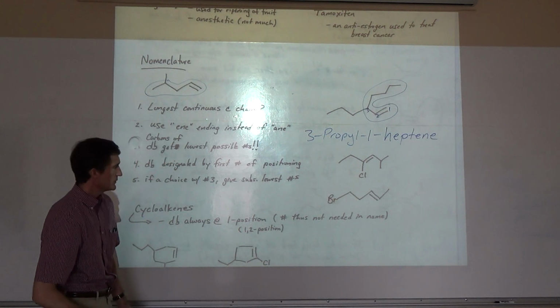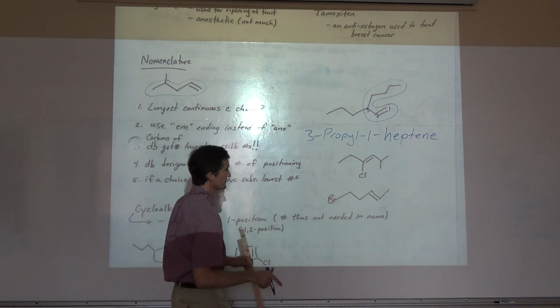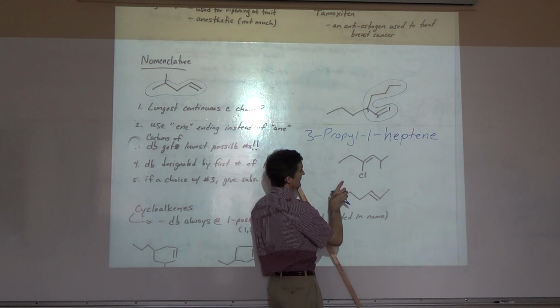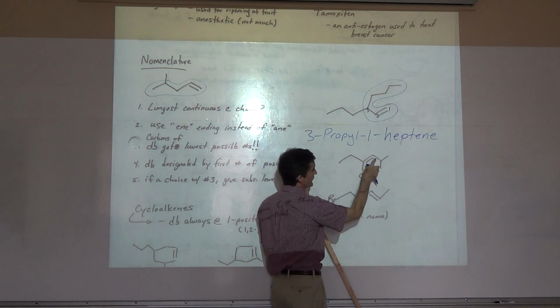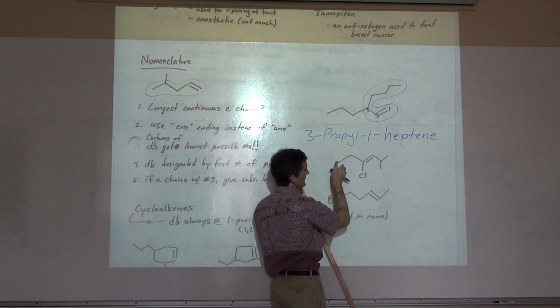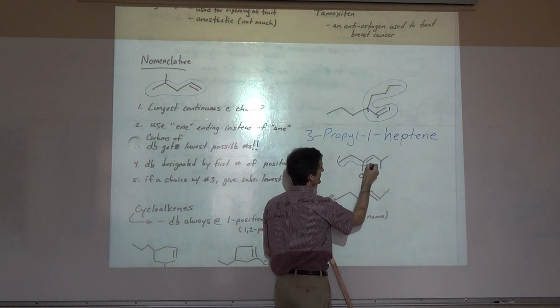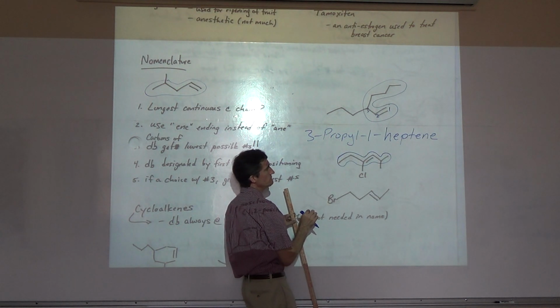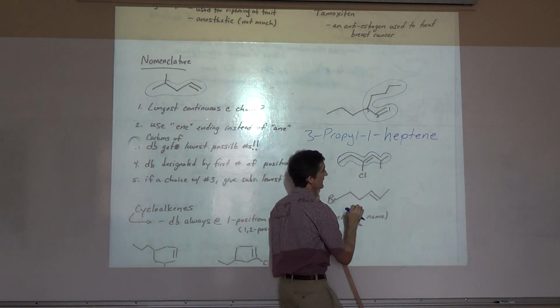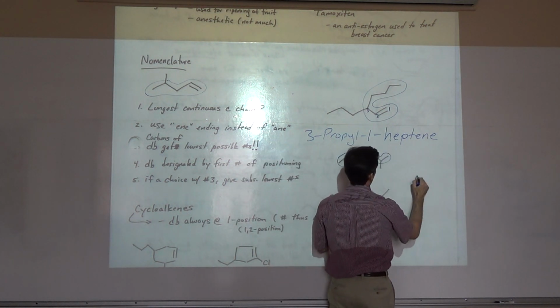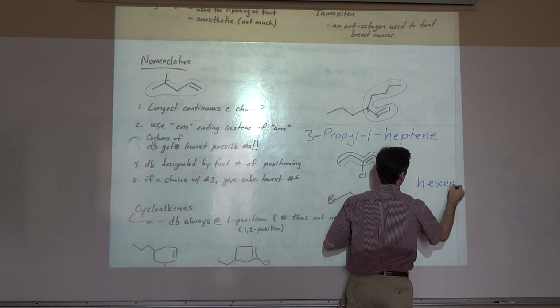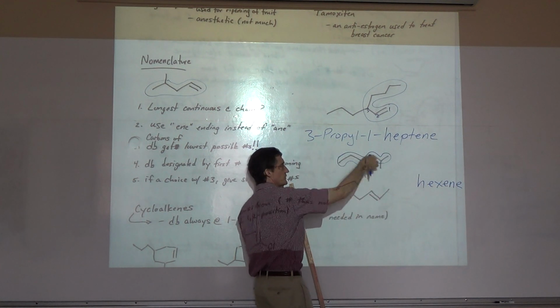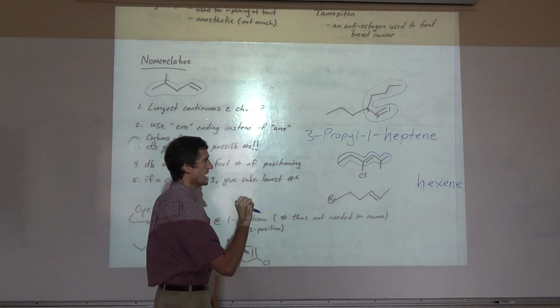Let's name this guy here with the chlorine. Longest continuous chain: 1, 2, 3, 4, 5, 6. Any way you go at 6, we can circle right through here. And so we have a hexene, a 6-carbon chain with 1 double bond.